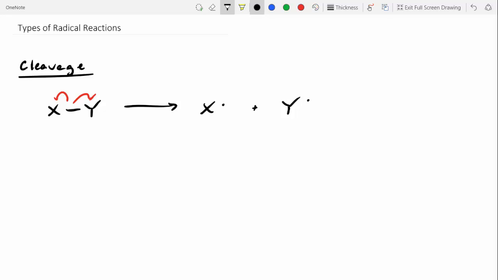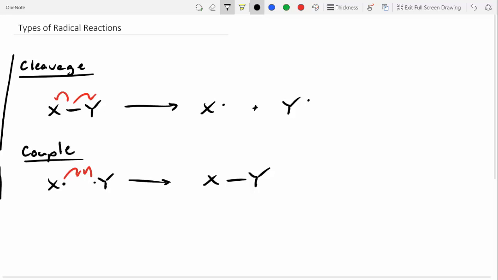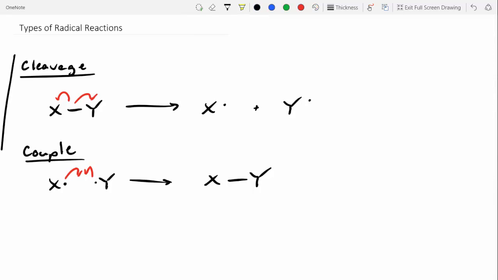What do you think coupling is? All right, so cleavage, we break apart an XY bond into two radicals. Coupling is probably what? Yeah, putting it back together. So coupling, we just take X and Y and we put them back together. But they both have to be radicals in order for this to occur, and we can show this by using our single-headed arrows, and we form a new XY bond. So pretty easy reactions to remember.